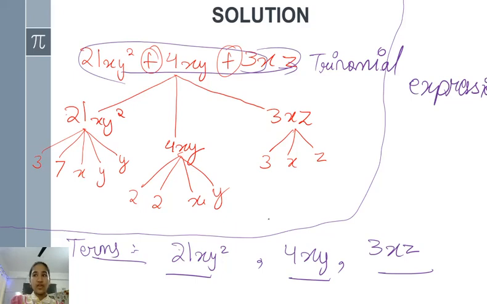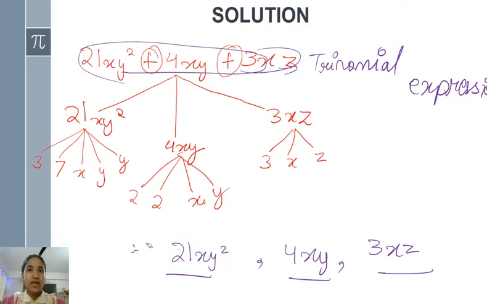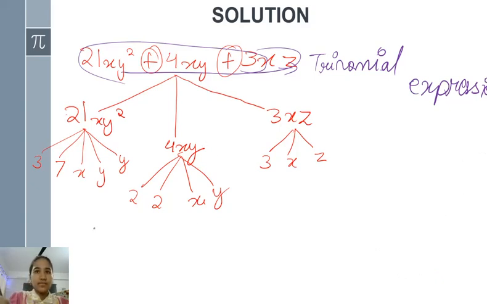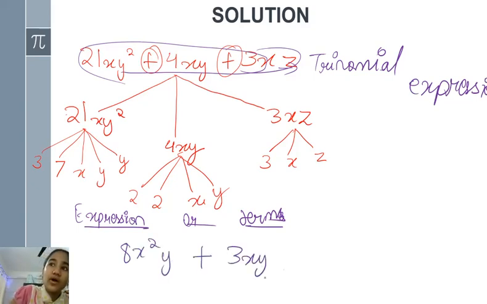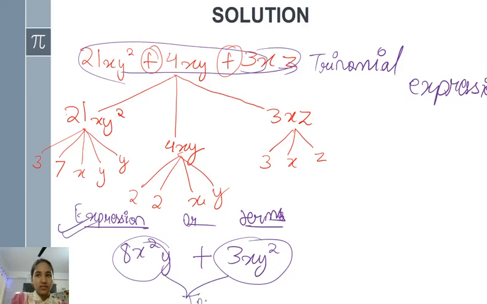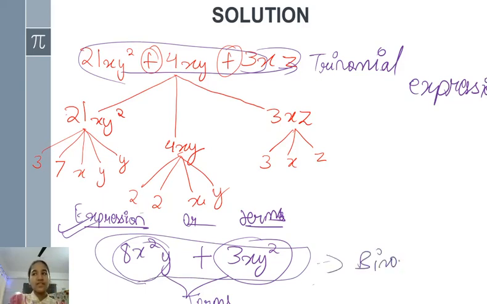Now let me refresh you by giving you a question. I'll display something, and you have to guess whether it's an expression or a term. X square y plus 3xy. Is this a term or an expression? You are right. This is an expression, whereas this is a term and this is a term. When separate, they are terms, but when we say the complete thing, it is an expression. Which type of expression? A binomial expression, because it has two terms. I hope you understood.